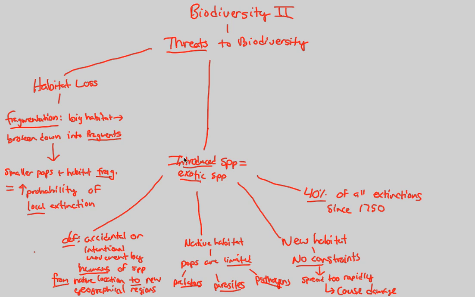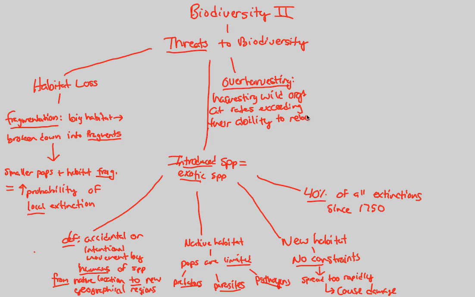A new threat to biodiversity, independent of this one, is something called overharvesting. So let's see, what is overharvesting? Overharvesting can be defined as the following. This is when we are harvesting wild organisms, ORGS for organisms, at rates exceeding their ability to rebound.